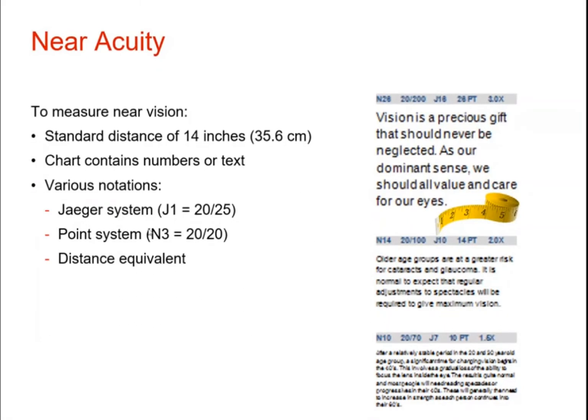Now, to measure near or intermediate acuity, they usually use a Jaeger system or point system. Point system is what is commonly mentioned as an N3 or N5. I think you may have heard of that being mentioned by your customers, or Jaeger 1 to Jaeger 10, right? The point system is based on the print size of the Times New Roman font.